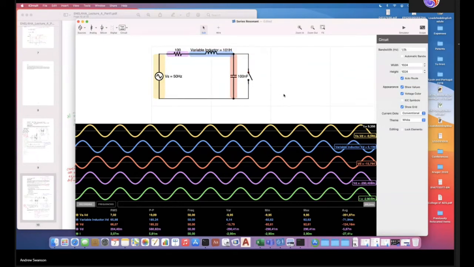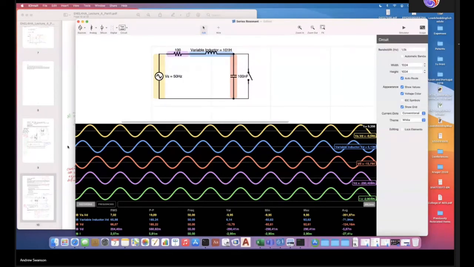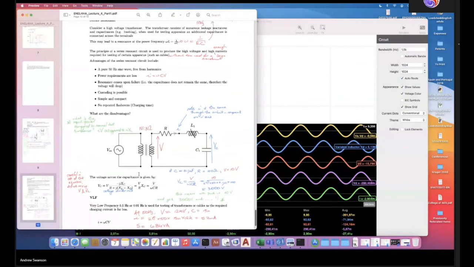So the question is, what is the output power? What is the rating here? Doesn't it get cancelled by the reactive power here? Yeah, it does, because they're in opposite directions. So the input power is actually just the real power through the resistor. I refer back to here. The power requirements are less. Because it's resonating, you don't need the high power of a normal transformer.